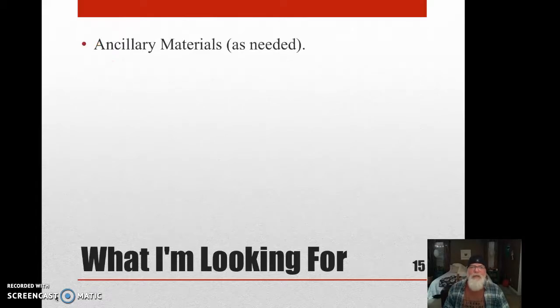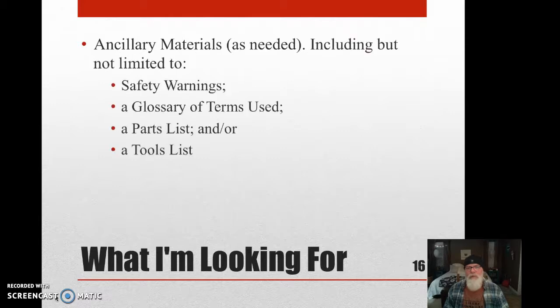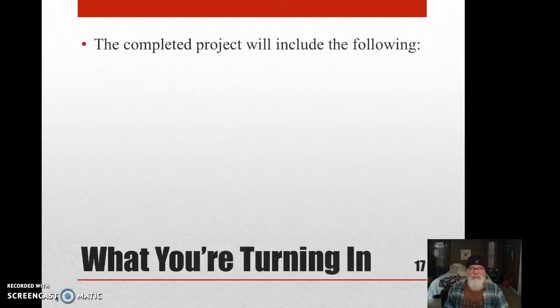Also, I'll be looking at any needed ancillary materials. So these include, but are not limited to, safety warnings. Any safety warnings that are necessary. A glossary of terms that are used. A parts list. What all does the person need to put this together? What are the materials? And then also a tools list. What sorts of tools and equipment do they need to complete the task?